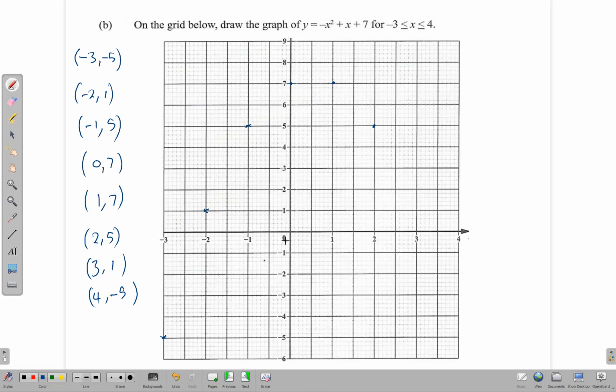Then we have 0 to 7, which is here, and 1 to 7, which is already here. That point was already marked, as in I previously marked it. 2 to 5 is there. 3 to 1 is here, and the last point is 4 to -5, which is here. And so what we need to do now is to make a smooth curve through our points to get our graph. So I'm going to try to use a red line so it can be easily seen.